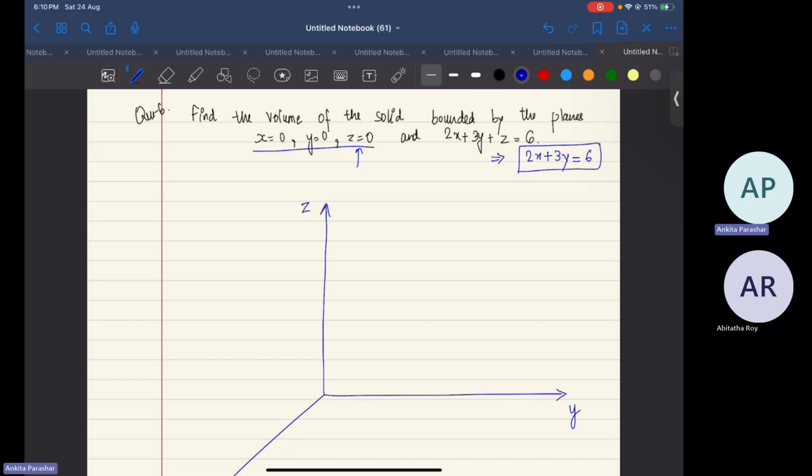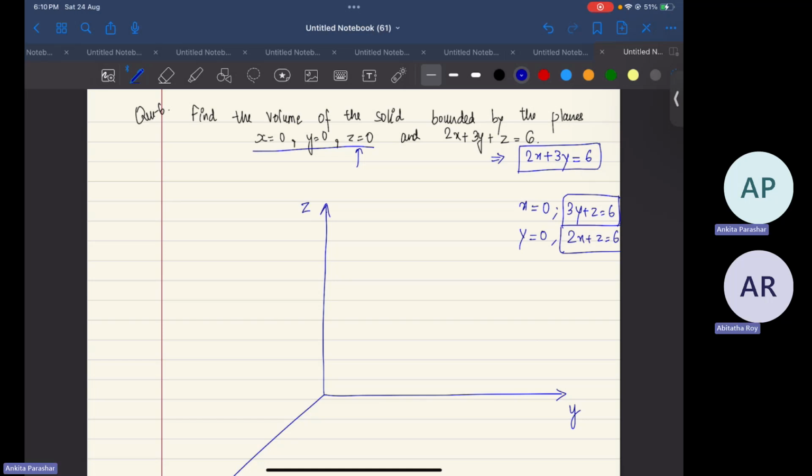Suppose you take x equal to 0. Then it is nothing but 3y plus z equal to 6. You somehow can draw this, right? It's a line in the YZ plane. If you take y to be 0, you can somehow draw 2x plus z equal to 6. And from there, you can combine to give a graph inside xyz space. This is roughly the idea.